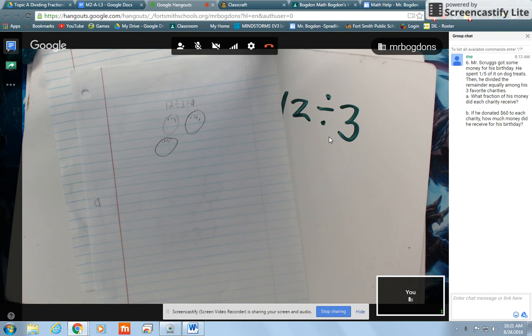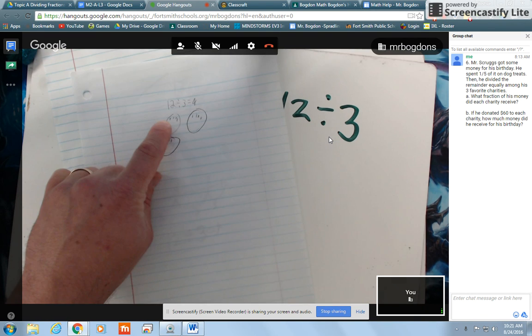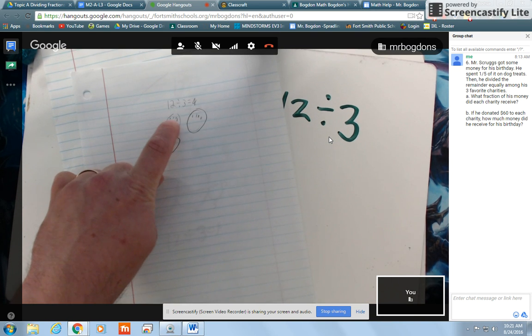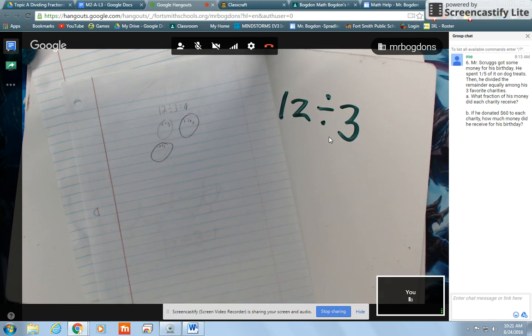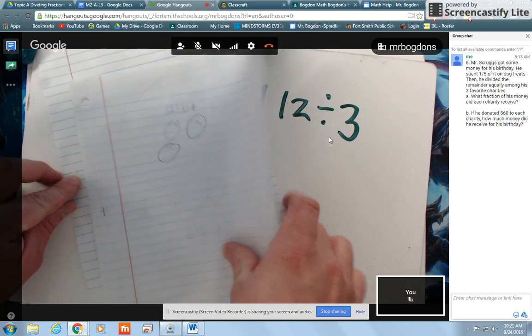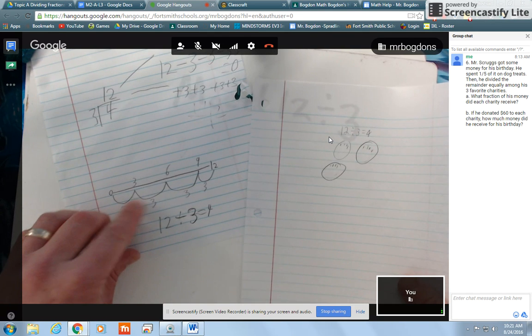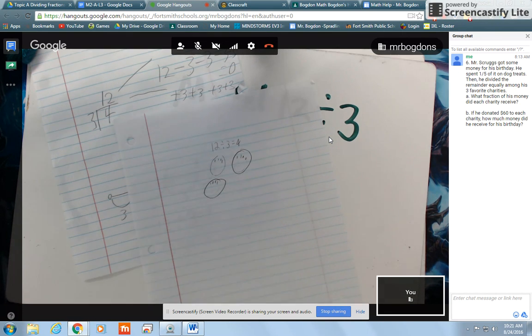Here we have Kelton. He used a different type of model. He probably just started saying 1, 1, 1, 1, 1, 1, 1, 1, 1, until he ended up with 12 of those little dash marks. So how many of those dashes go in each circle, Kelton? 4. Okay, so now we have 3 groups of 4, or we have 4 groups of 3. So there's 2 different ways of thinking about the same problem.